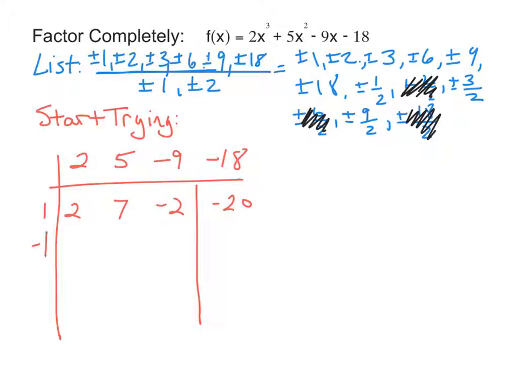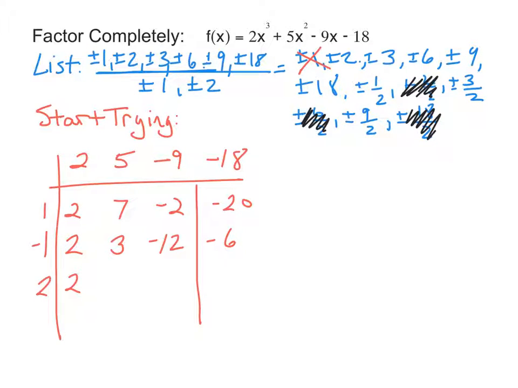The next number you should try is definitely negative 1. So do them in pairs, do the positive and then the negative. So negative 2 plus 5 is 3. Negative 3 plus 9 is negative 12. And positive 12 plus negative 18 is negative 6. So that means that negative 1 is not going to be a 0 of f of x. So let's move on to 2.